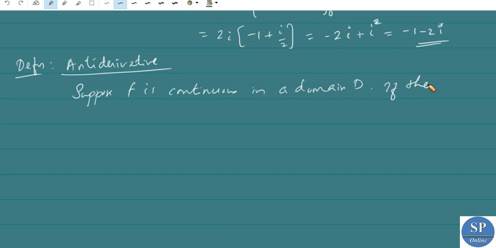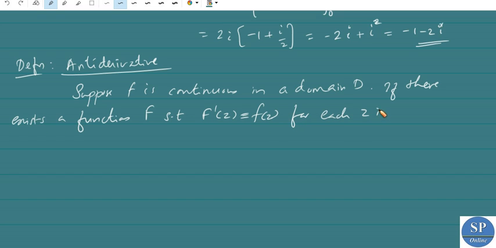if there exists a function capital F such that F dash of z is equal to small f of z for each z in D, then capital F is called the antiderivative of small f. That is, if antiderivative is actually we know it is the integral actually.